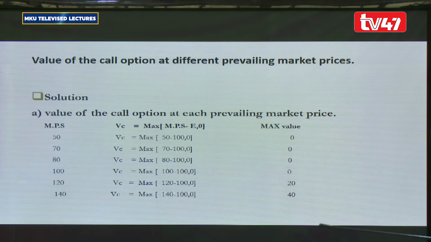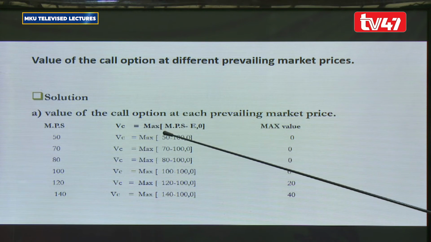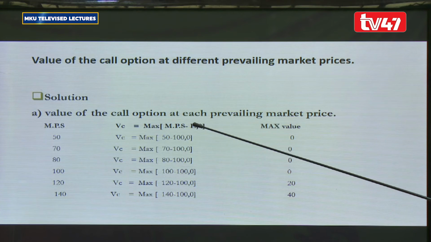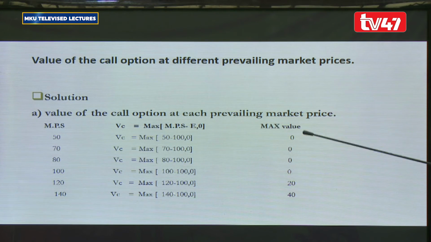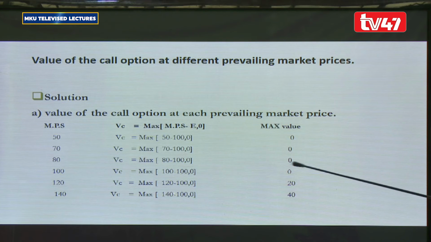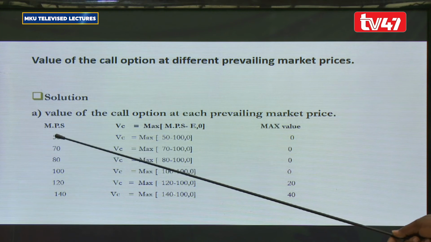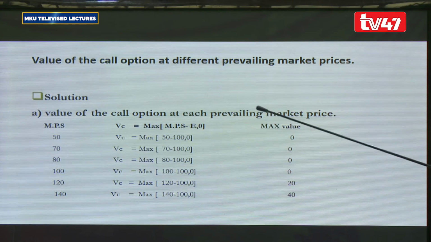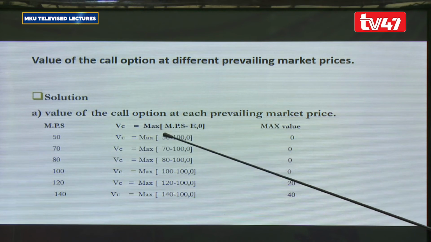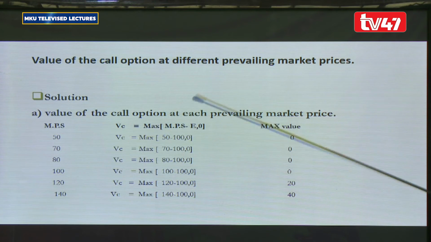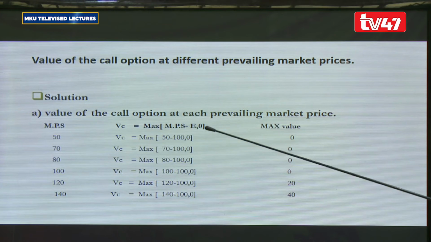Then we have value given by the maximum of MPS minus exercise price, compared with 0. Then we pick the maximum value. When the market is tentatively promising 50 shillings per share, what is the value of that? The maximum value is 50 minus 100. The 100 is now the exercise price. Then we compare with the 0.